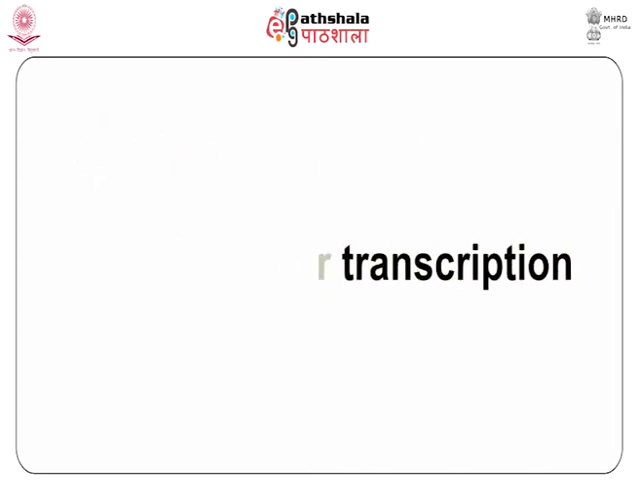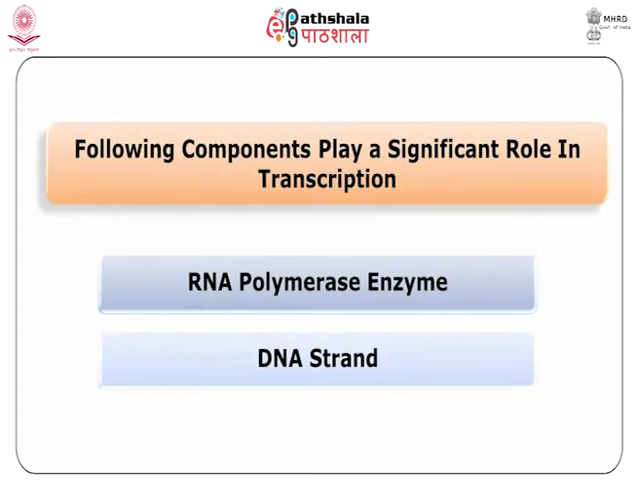Ingredients for transcription. The following components play a significant role in transcription. First is RNA polymerase enzyme. It was discovered by Charles Loria, Audrey Stevens, and Jerard Hurwitz in 1960. It is an enzyme useful for creating RNA chains using DNA as a template. And second is DNA strand.